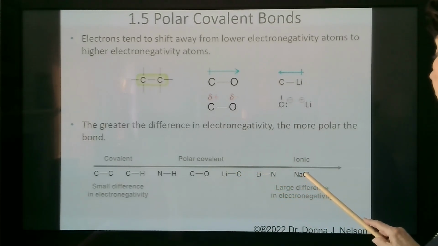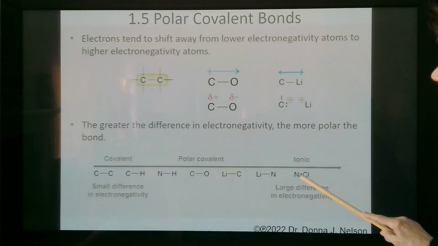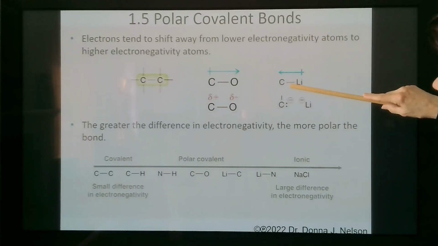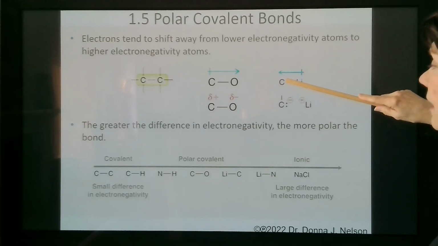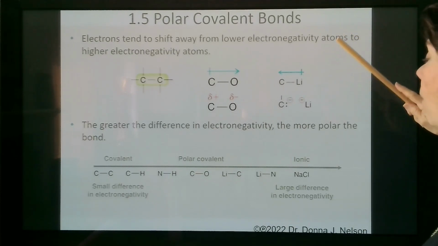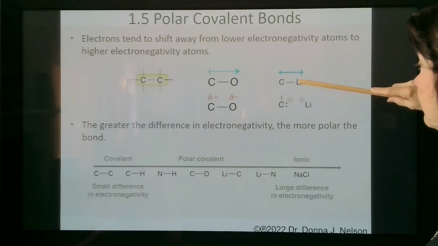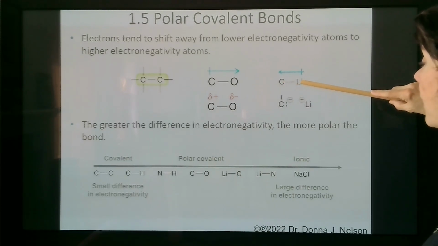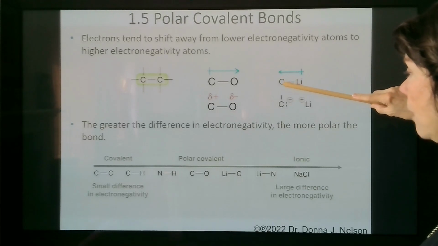And then in molecules such as sodium chloride, there's a large difference in electronegativity. And of course, this is purely an ionic bond. The organometal bonds, here you can see that the carbon has a higher electronegativity than lithium. And so that bond, the electrons in this bond will reside mostly on carbon.